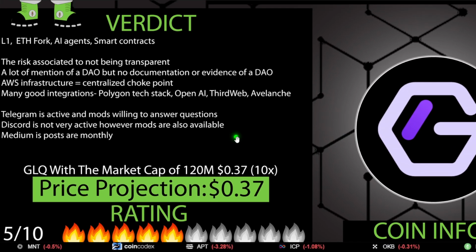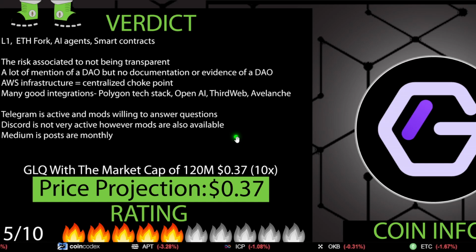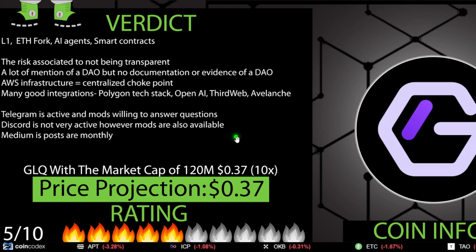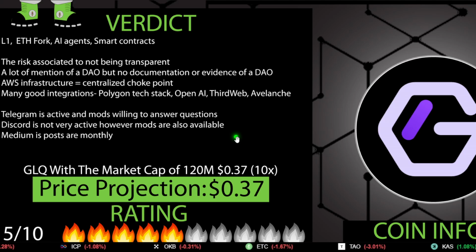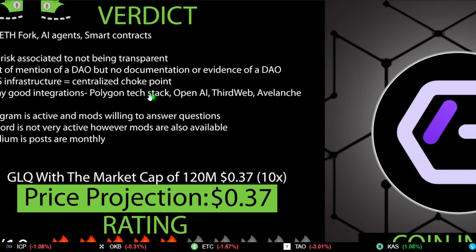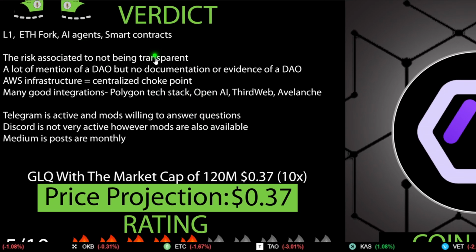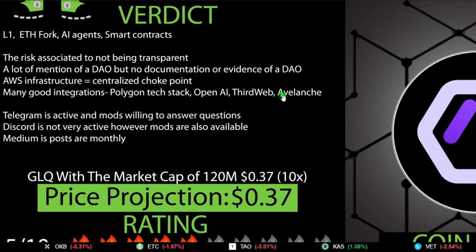It's an L1, okay? It's an ETH fork. AI agents. I think their language, calling what they offer a token, is a little bit deceiving. I would love to know why they call it a token when in fact it's a coin, but okay, maybe it's just the choice of words. And it's smart contracts and so on and so forth. Okay, so this is interesting. The risk associated with not being transparent. There's lots of risk there.